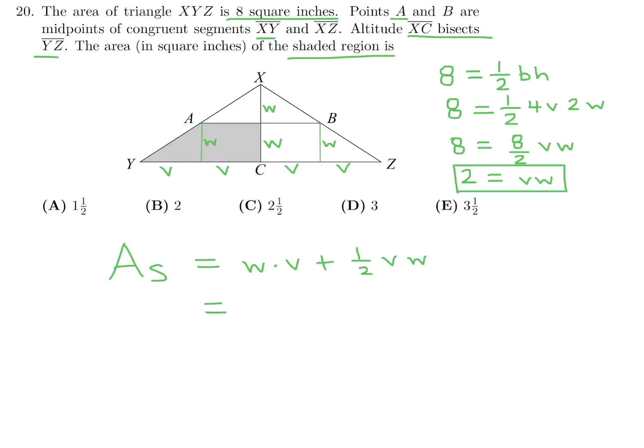So this looks like 1 VW plus 1/2 VW, so that's 3 over 2 VW. And we know from our first calculation that VW is equal to 2. And therefore this becomes 3. So the area of the shaded region is 3, so 20, the answer is D.